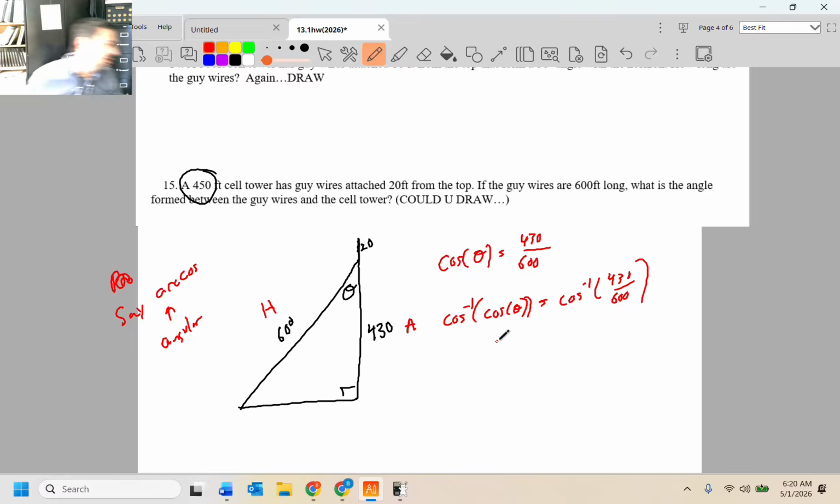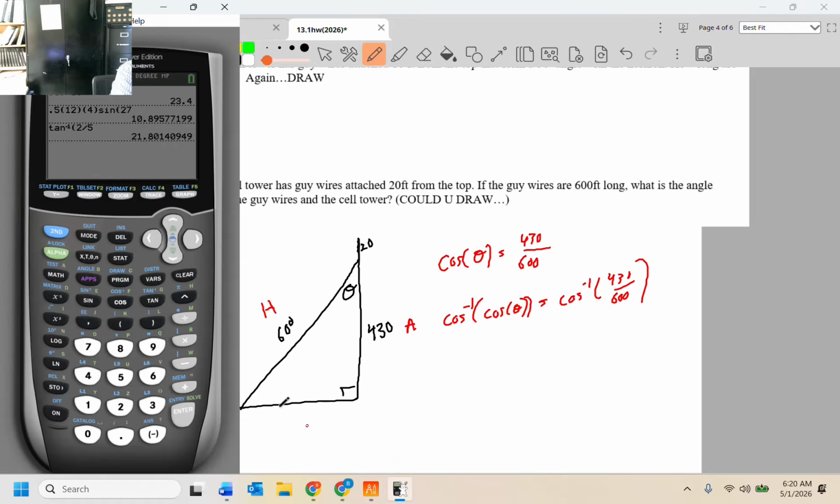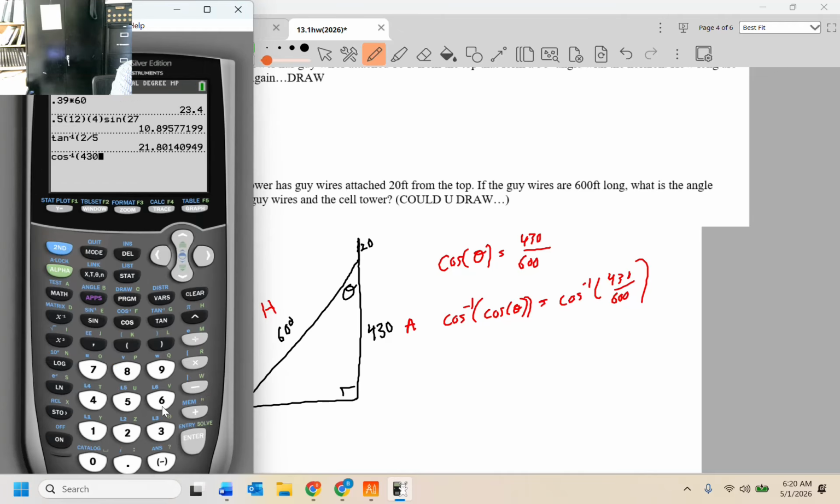And then I push buttons on a TI-84. So second cosine, 430, sitting pretty over 600. I just got a message on my phone. I'm going to pause real quick. 44.22 degrees.